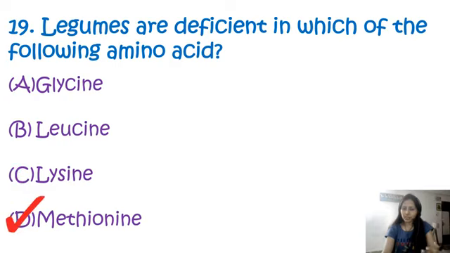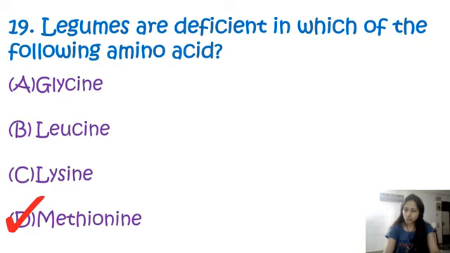So while we know that legumes are rich in protein, they often lack a certain essential amino acid, that is methionine. So this is actually why the combination of legumes with grain is relatively often taken.